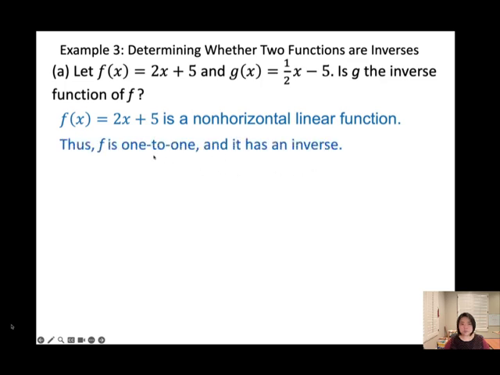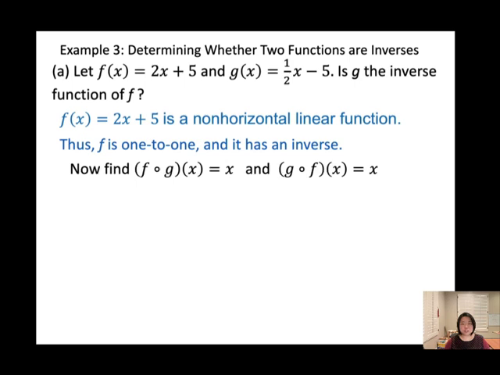Okay, then f is a one-to-one function and it has an inverse. Okay, we have to double check f of x to see if this is a one-to-one function first. And then we're gonna apply the definition. So this guy, f of g of x, means you're gonna plug g of x into the f. Okay, what is your g of x equal to? g of x will be equal to this guy, right? You're gonna plug in 1/2 x minus 5 into here.